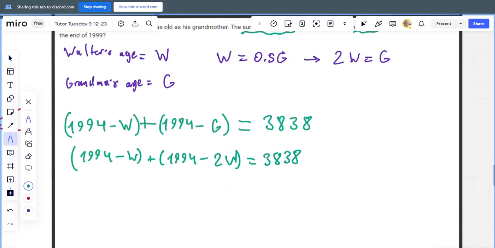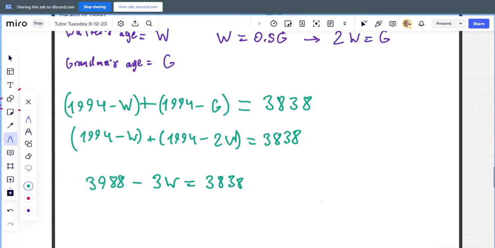Right, so 1994 times 2, what's that going to be? It's going to be 4,000 minus 12, which is 3,988 minus 3 times Walter's age is 3838. All right, what have we got now? We could add 3w to both sides, subtract 3838. We would get a result of 150 is equal to 3 times Walter's age. And that would imply that Walter's age is equal to 50.